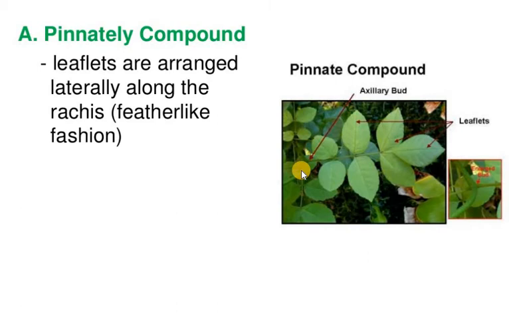First one is pinnately compound leaves. If you see these leaves, I think this is the rose leaves. You see this, there is a rachis. In this rachis, leaflets are arranged opposite to each other in a feather-like fashion. See, for example, this is the rachis. Like a feather, leaflets are arranged one after another, and it terminates in a leaflet also. This kind of arrangement, a feather-like fashion of leaf arrangement, is called pinnately compound leaves.